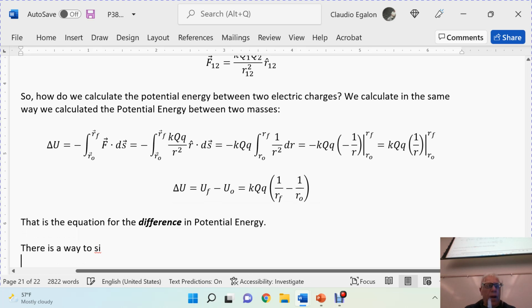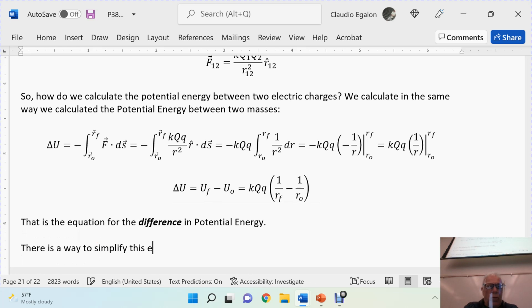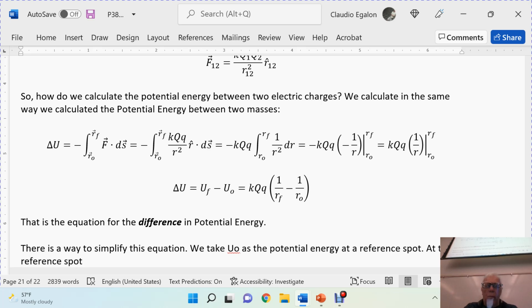There is a way to simplify this equation. How do we simplify this equation? We take U naught as the potential energy at a reference spot. At this reference spot, which I still do not know, U naught is equal to what? U naught, we make it equal to 0.